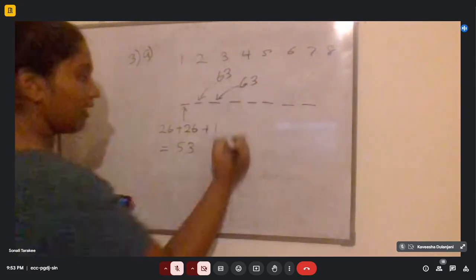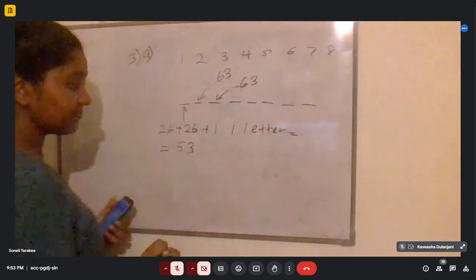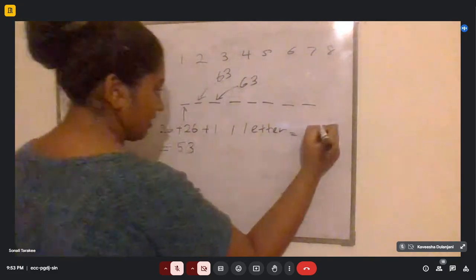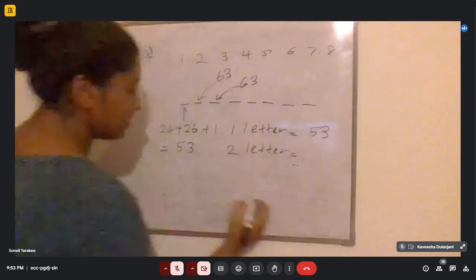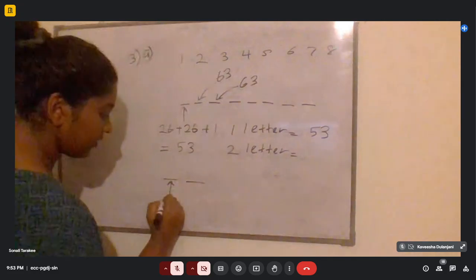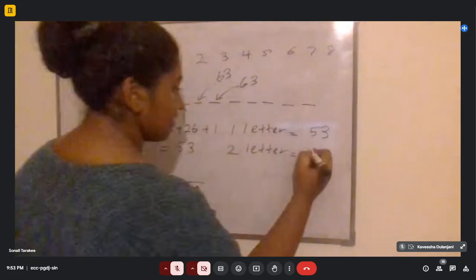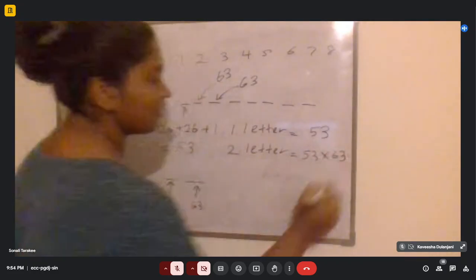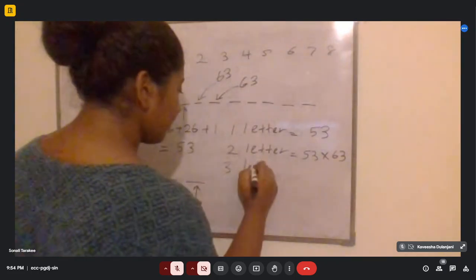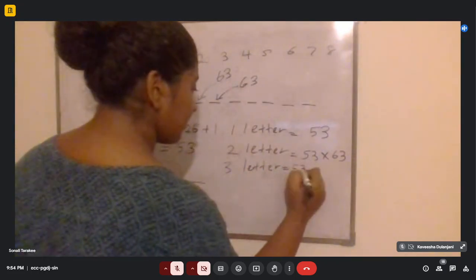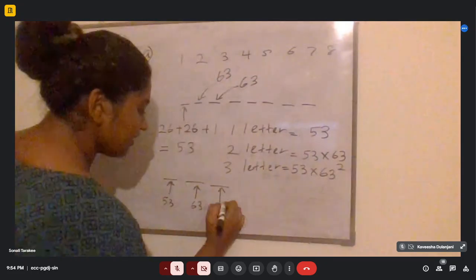So if you have one letter name, that means only the first character. That means only 53 choices are there. If you have two letter names, that means one should be 53, other should be 63. So 53 into 63. Likewise, 3 letter, you get 53 into 63 to the power 2. Why? Here you get another choice.